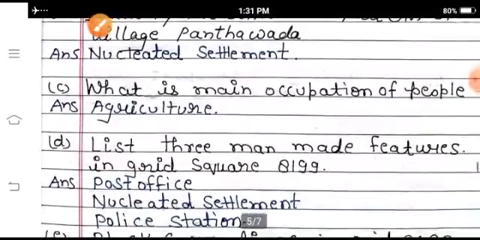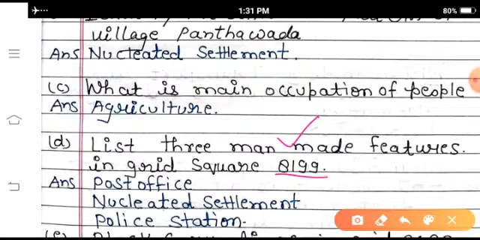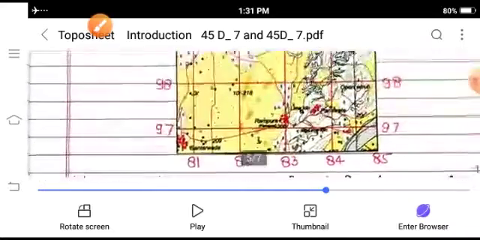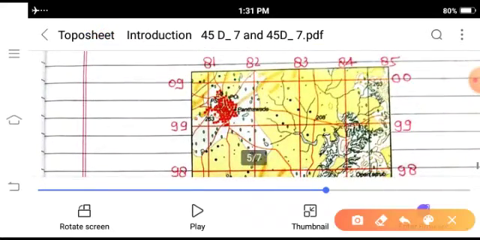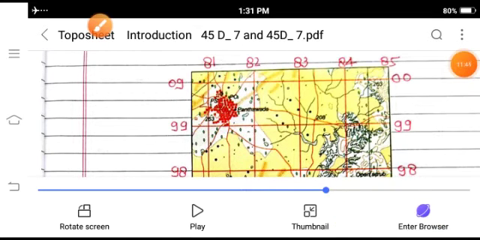Now, list 3 main man-made features in grid square 8199. Come to grid number 81 and 99; always take the base point. What are the main man-made features? Nucleated settlement. Firstly, police station. Second, post office. Third, car track. This is a road. A road is also made by humans, and these are man-made things.